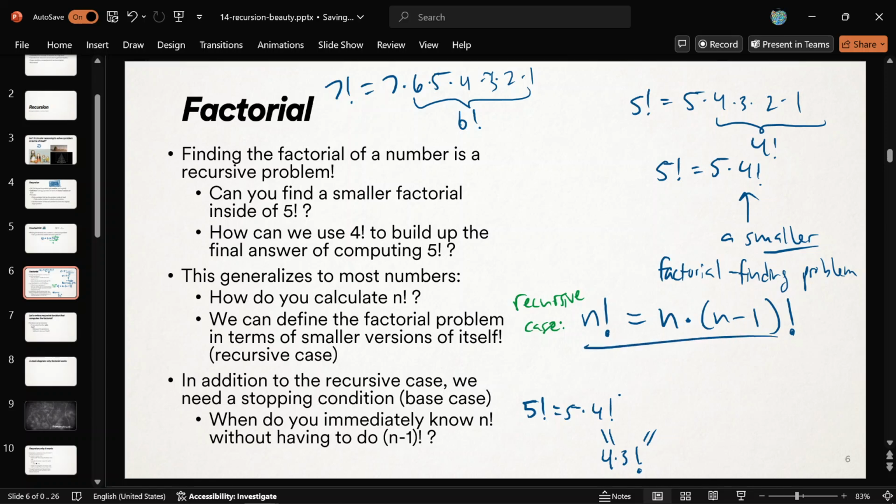So, okay, 3 factorial according to this is 3 times 2 factorial. And 2 factorial is equal to 2 times 1 factorial. That still makes sense, right? Okay, 1 factorial, according to this rule, is equal to 1 times 0 factorial. That starts looking weird, right? Technically, this is still fine. 0 factorial in math is defined to be 1, so this is technically still correct.